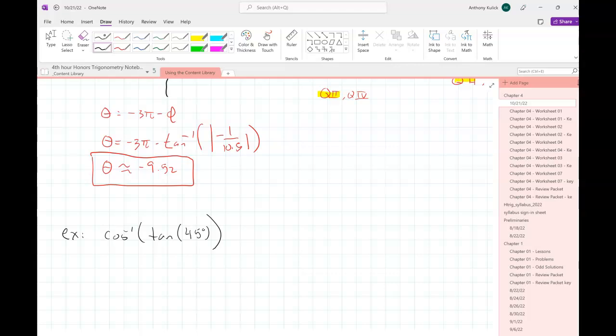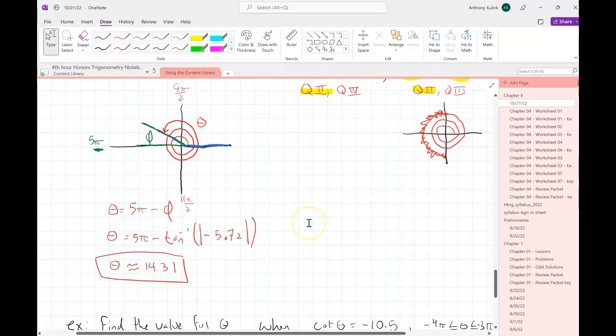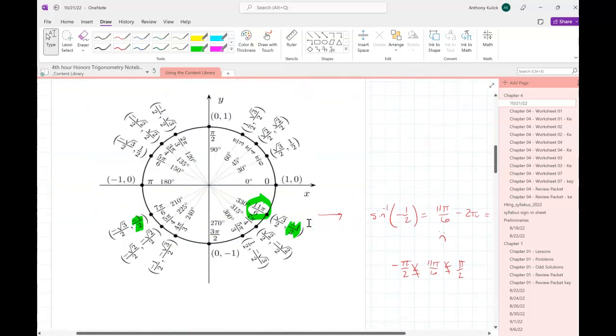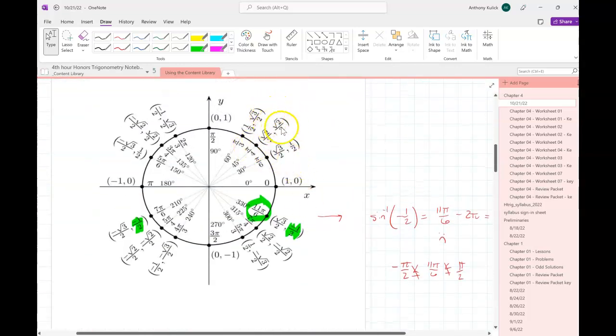Guys, this is way easier than it looks. Well, I'm going to use my unit circle. Tan of 45, I go to my unit circle. Tangent is y over x, right? So root 2 over 2 divided by root 2 over 2. What's that give me? 1.